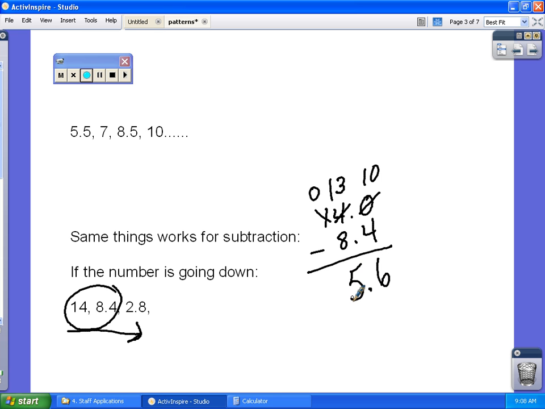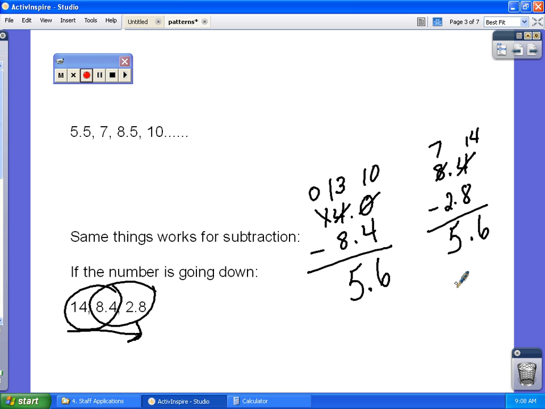Well, we're going to take the next two numbers. Again, you take the bigger number, and we're going to subtract the smaller number. And again, you get 5.6. That means that it's addition or subtraction, but in this case, it's subtraction. You have to end up getting the same thing each time. So I know that each time you're subtracting 5 and 6/10.